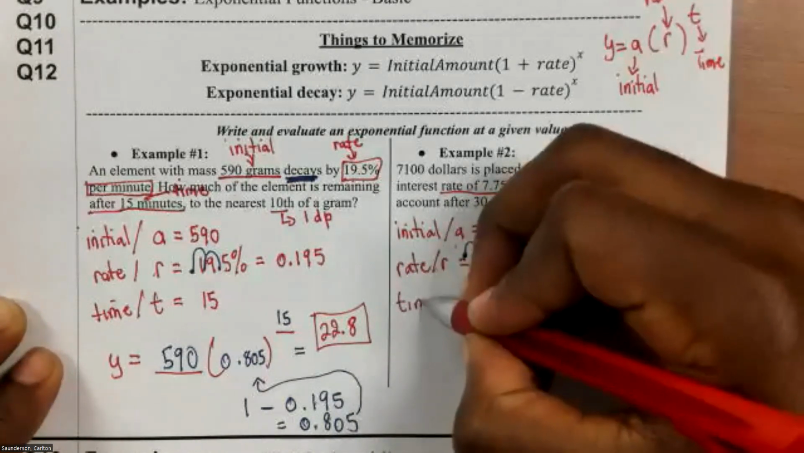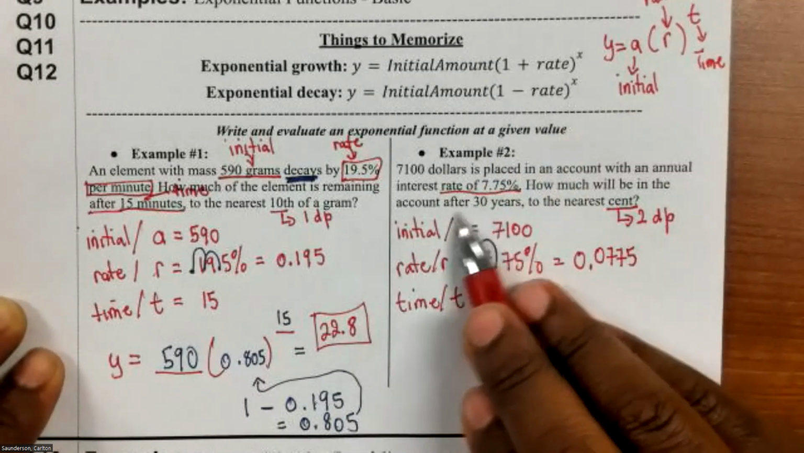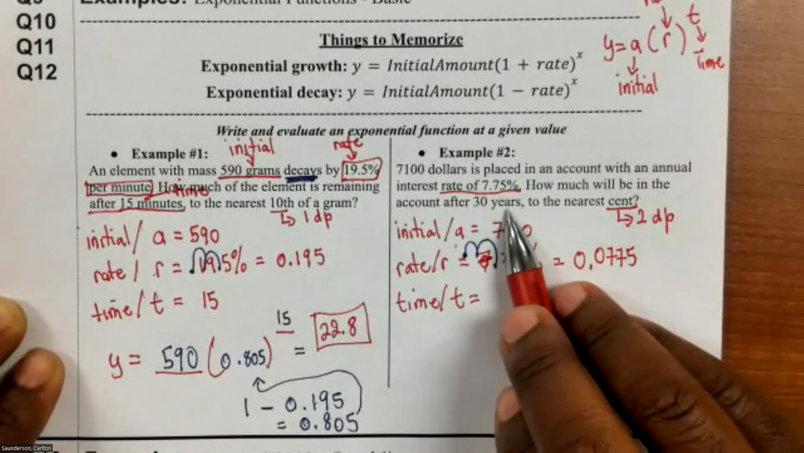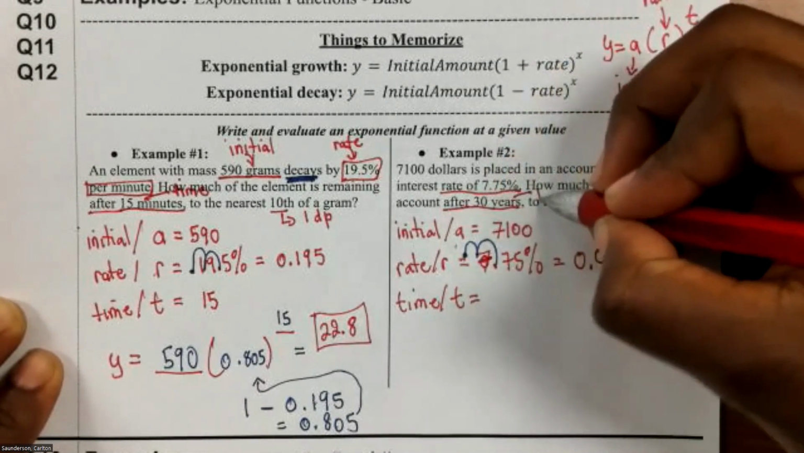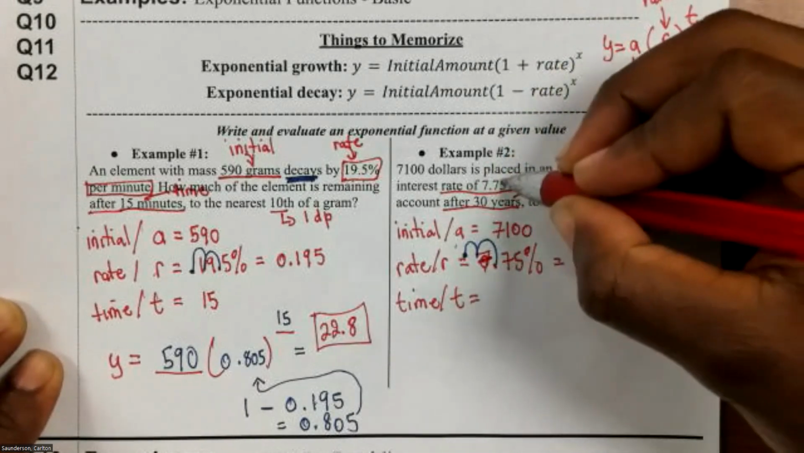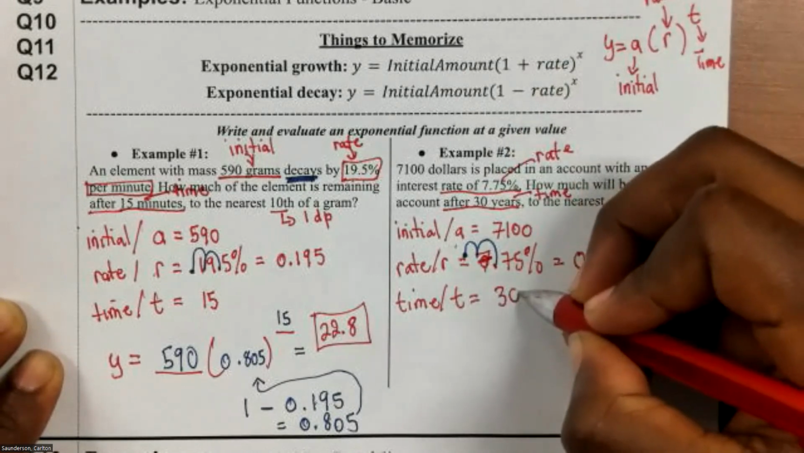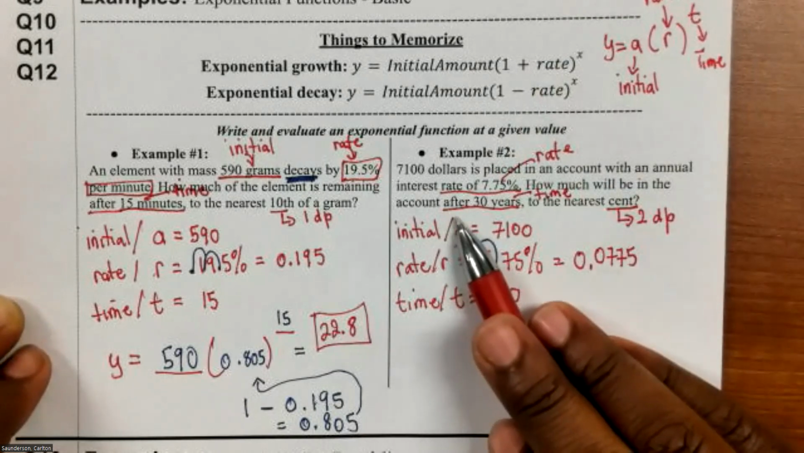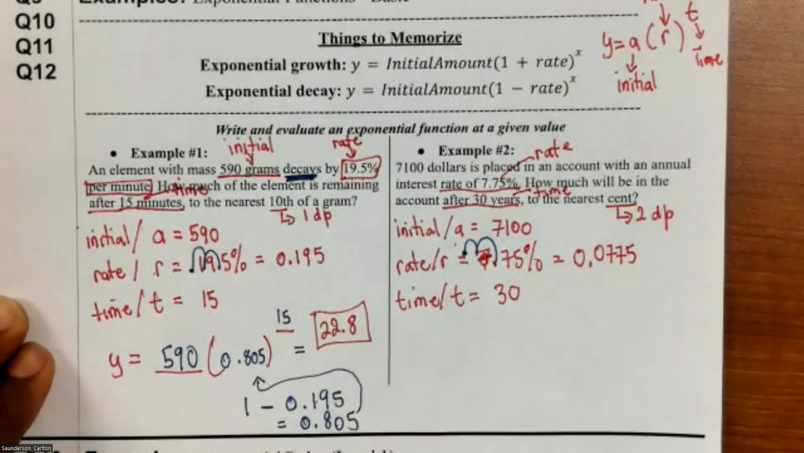Now we're going to identify the time. Your time, or T, is the time change after a period. So we're going to write our time being 30, because that's the amount that it changed after a period of time. So let's put it into our general form.